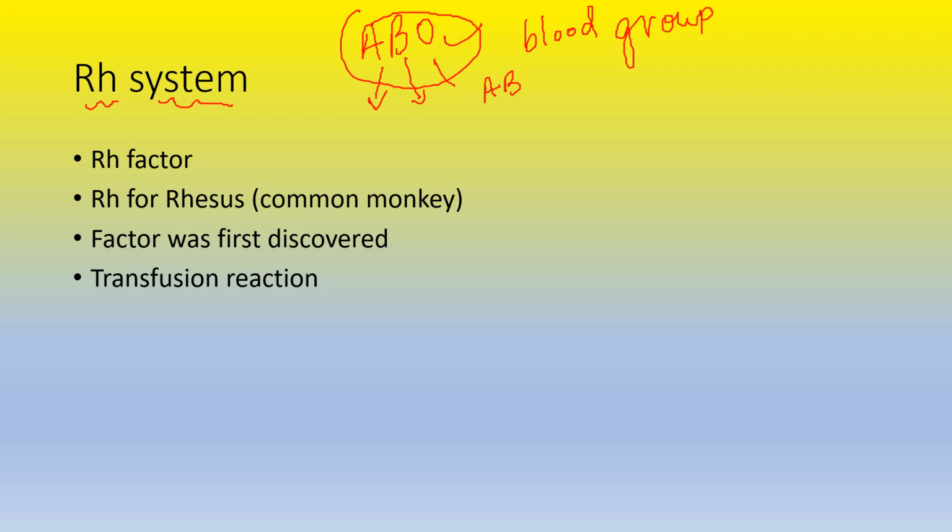So after ABO, there is another blood grouping system, that is known as the Rh system. What is this Rh blood grouping system? It is about the Rh factor, on the basis of which this system is studied. So the Rh system includes this Rh factor. What does Rh stand for? Rh stands for rhesus, which is a common monkey.